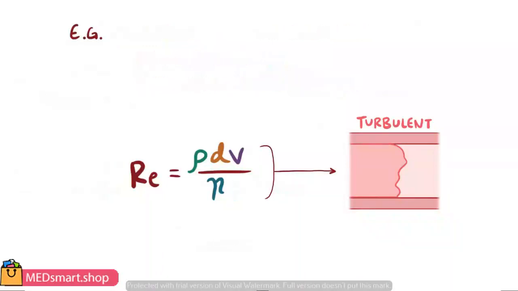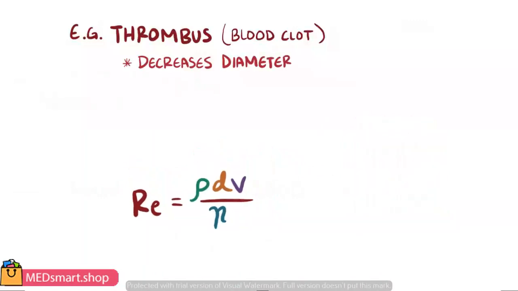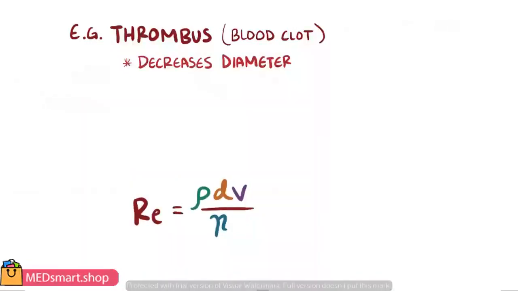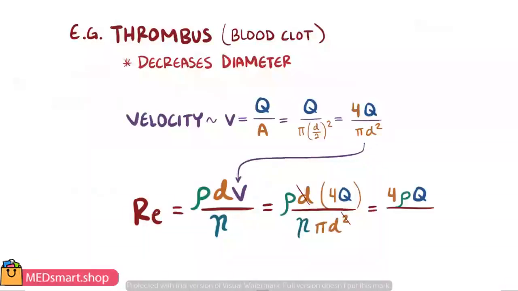Now, another example would be a person with a thrombus, or a blood clot, which just like atherosclerotic plaque would narrow or decrease the diameter of a blood vessel. Now, at first glance, this seems a little weird, huh? Since it looks like a decrease in diameter should probably decrease Reynolds number. But it turns out that the blood velocity also depends on the diameter of the vessel, by the equation velocity equals flow rate Q over area, where the area is the area of a circle, which is pi times d over 2 squared. And this comes out to be 4Q over pi d squared. Taking that guy and plugging it in for velocity, we now see that as the diameter decreases, Reynolds number increases.